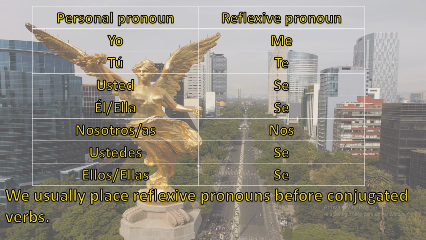So for the personal pronoun yo, I have the reflexive pronoun me. For the personal pronoun tú, I have the reflexive pronoun te. For the personal pronoun usted, I have the reflexive pronoun se. For the personal pronoun él or ella, I have the reflexive pronoun se. For the personal pronoun nosotros or nosotras, I have the reflexive pronoun nos. For the personal pronoun ustedes, I have the reflexive pronoun se. And for the personal pronoun ellos or ellas, I have the reflexive pronoun se.